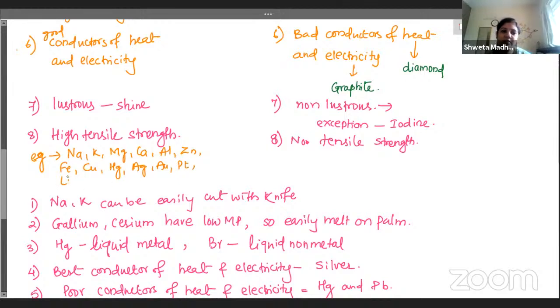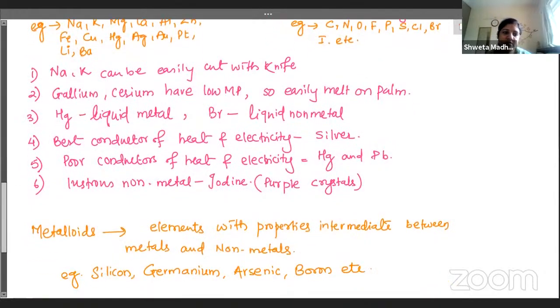again lithium, barium. Okay. So the known ones. And examples of non-metals are carbon, nitrogen, oxygen, fluorine, phosphorus, sulfur, chlorine, bromine, iodine, etc. Okay. So now if we see the electronic configuration of the known metals.